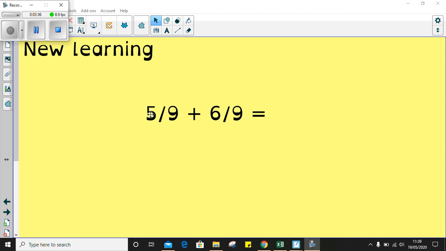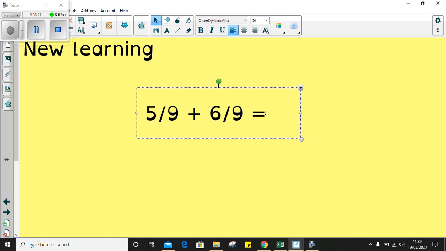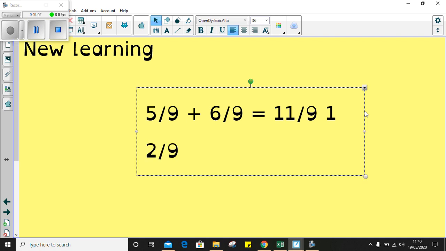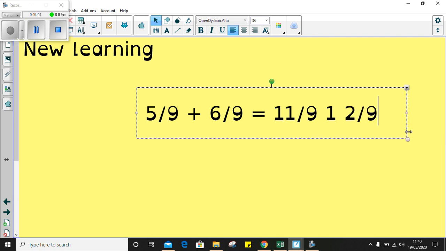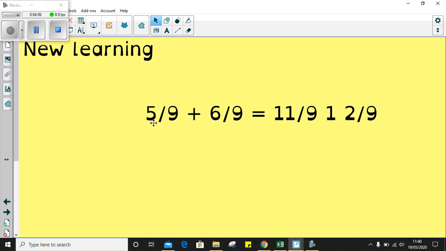So 5 add 6. We know when we're doing 5 add 6, you use your fingers if you really need to, but you go 5, 6, 7, 8, 9, 10, 11. So count it on there. I know that I have 11/9. So 11/9 is also equal to 1 and 2/9. So either way, you're right there. If you're really struggling with it, you could draw the bar model underneath, and that might help you there.